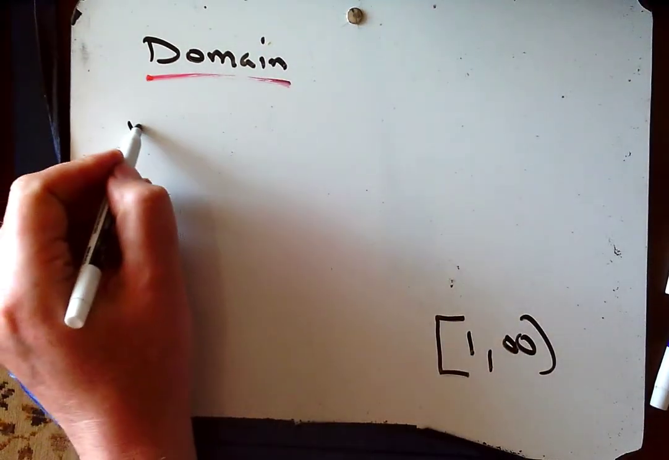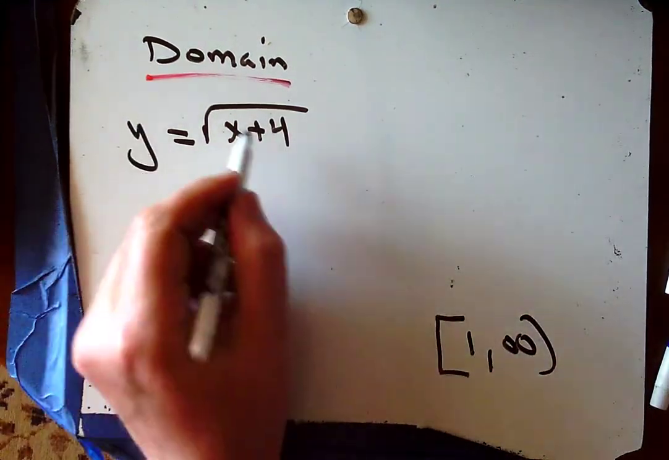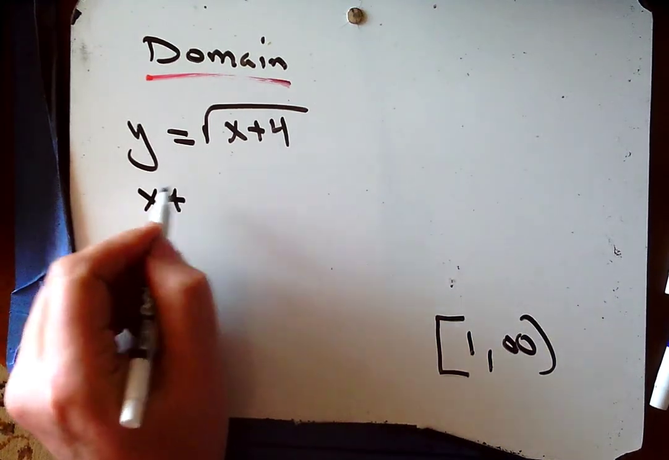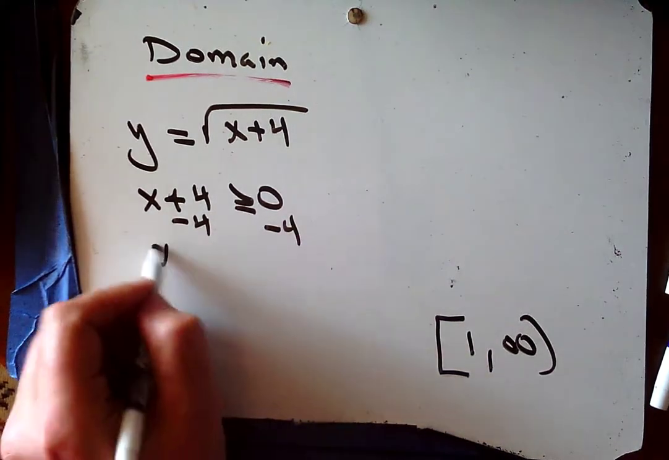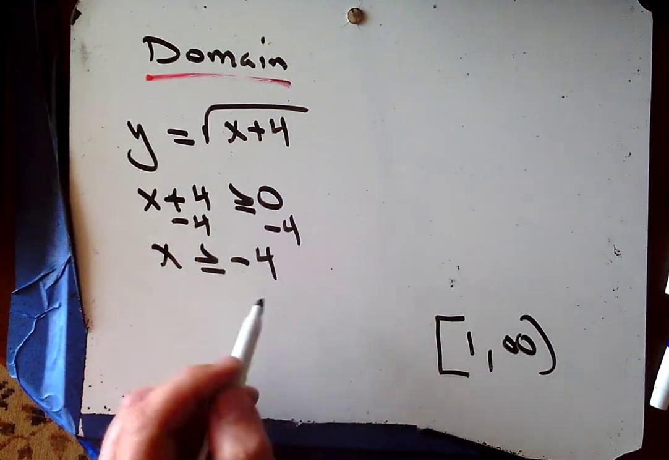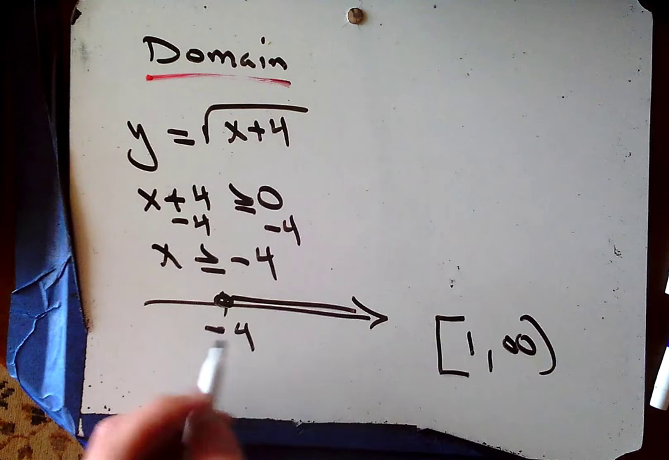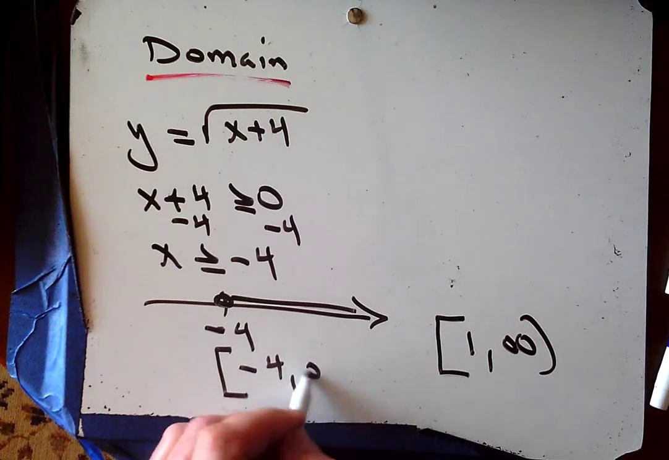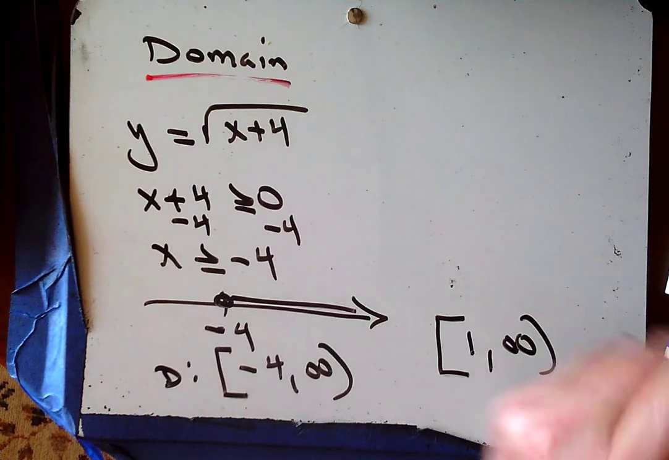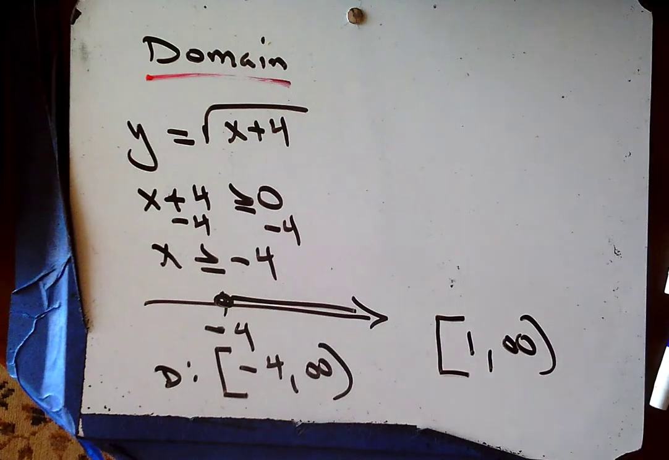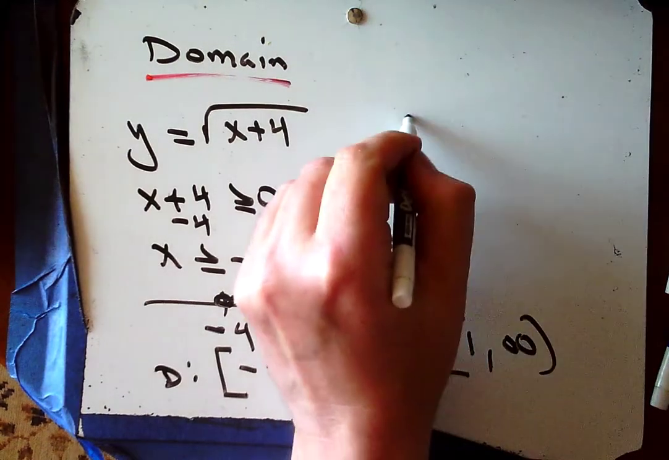If I have y equals square root of x plus 4, I'm going to take what's under that radical and set it greater than or equal to 0. So I know x is greater than or equal to negative 4. On a number line, that looks like this, so my interval notation will go from negative 4 to infinity. Okay, but Mr. Kukla, I could still do that one with my transformations. So let's try something a little harder.